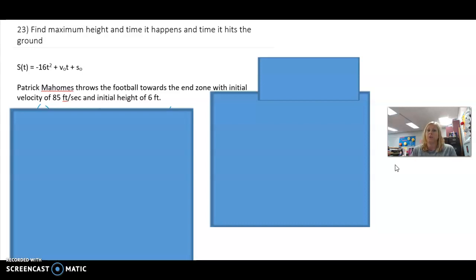What is the maximum height of the football? At what point does that happen? And when will the ball hit the ground? Unfortunately, they didn't catch it, so it hit the ground, let's say. Okay, so work through this problem on your graphing calculator, and then I'll ask you one of those questions that you have to submit as a multiple choice answer. All right, good luck.